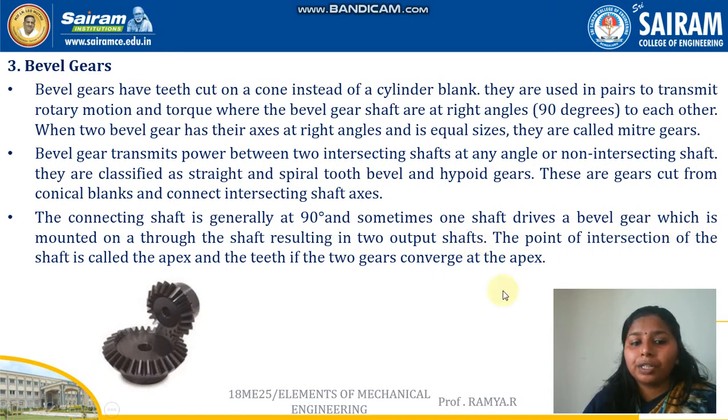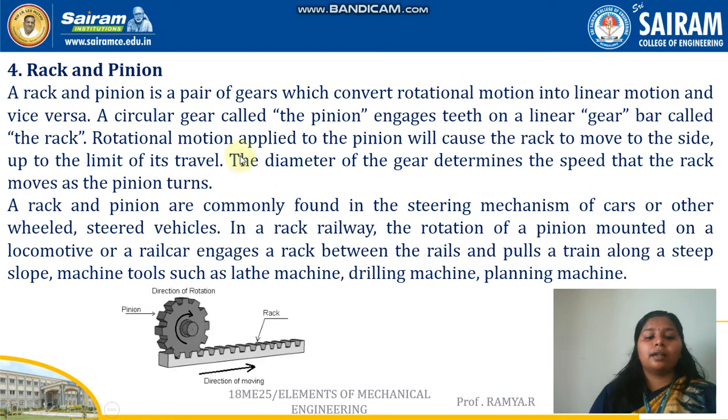The point of intersection of the shafts is called the apex, and the teeth of two gears converge at the apex. And the next one is rack and pinion, a pair of gears which converts rotational motion into linear motion, and vice versa. A gear called the pinion engages on the linear gear bar called a rack. So this is the pinion and this is the rack. When it rotates, it converts rotational motion into linear motion, or linear motion into rotary motion, vice versa.